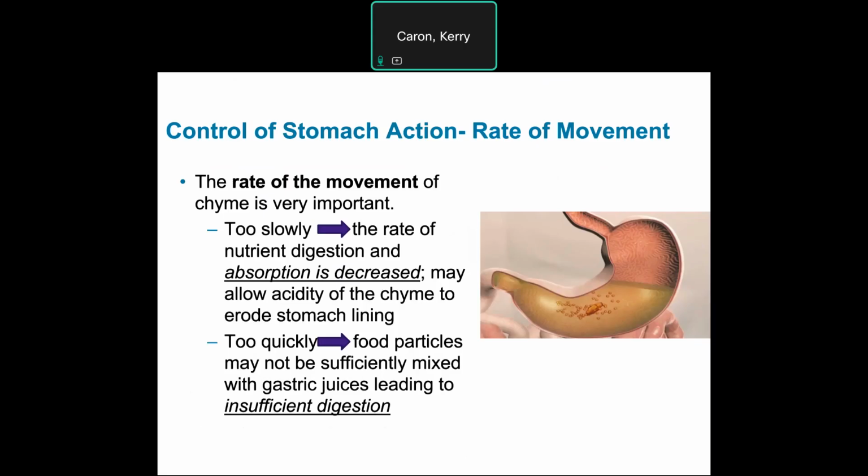If the chyme is not moving fast enough, it may hurt or erode the stomach lining. If it moves too quickly, food particles again are not going to get digested properly or absorbed properly. So too fast and too slow are not good.